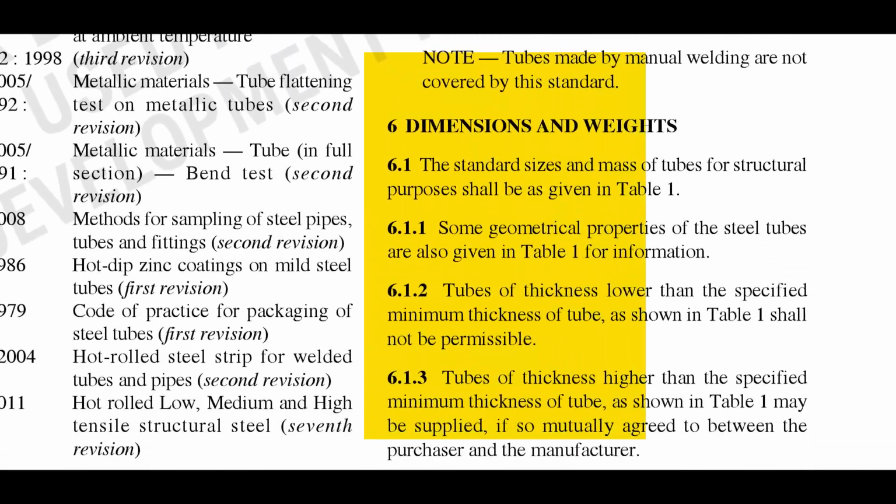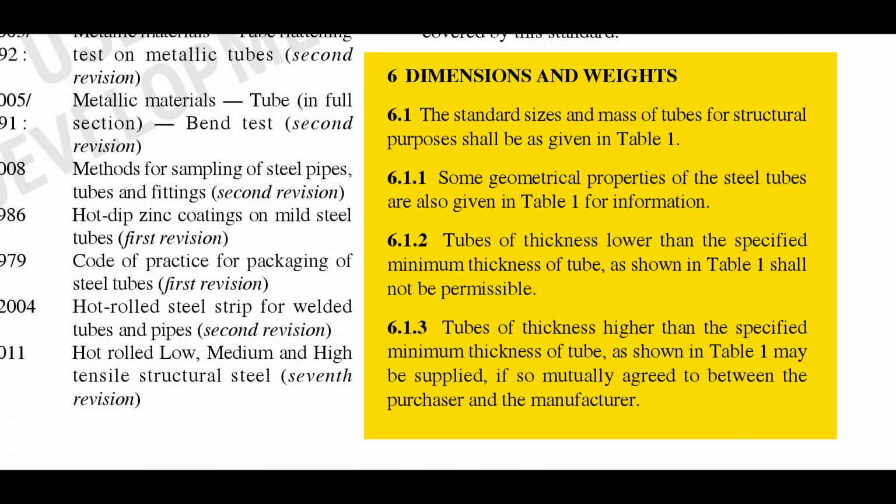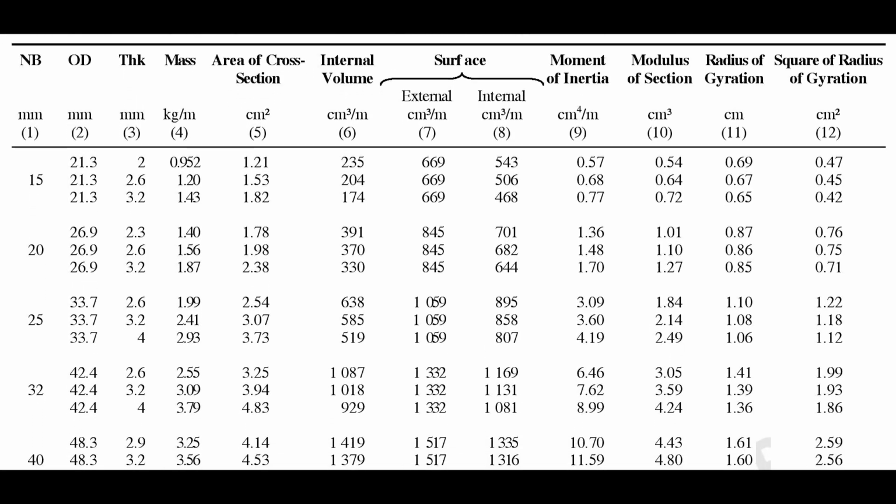Clause 6 of IS 1161-2014 details the standard sizes and masses for steel tubes for structural purposes. Understanding these specifications is crucial for engineers and builders to ensure safety and structural integrity. The standard sizes and masses of tubes for structural purposes are provided in Table 1.